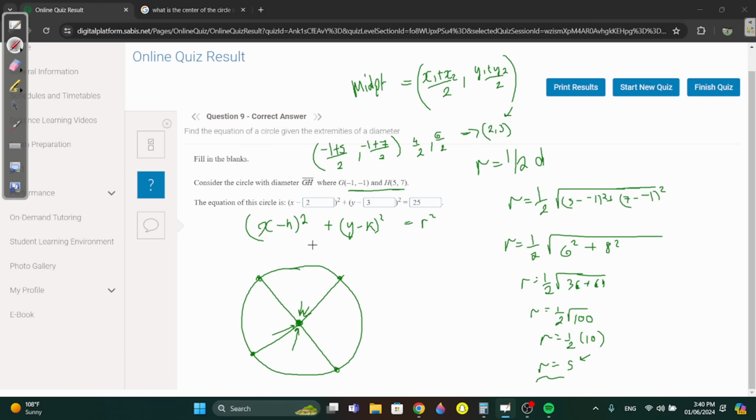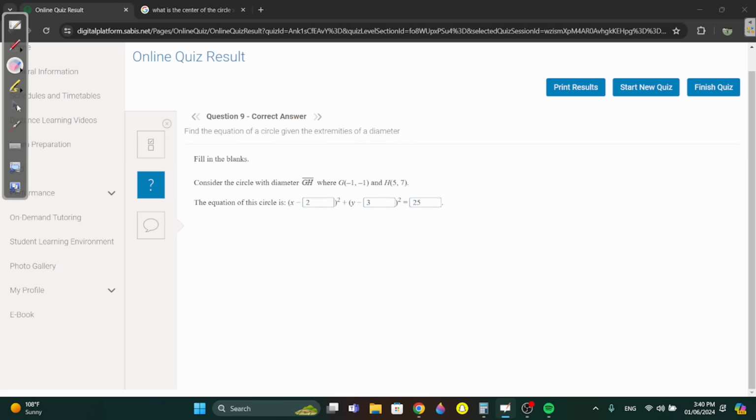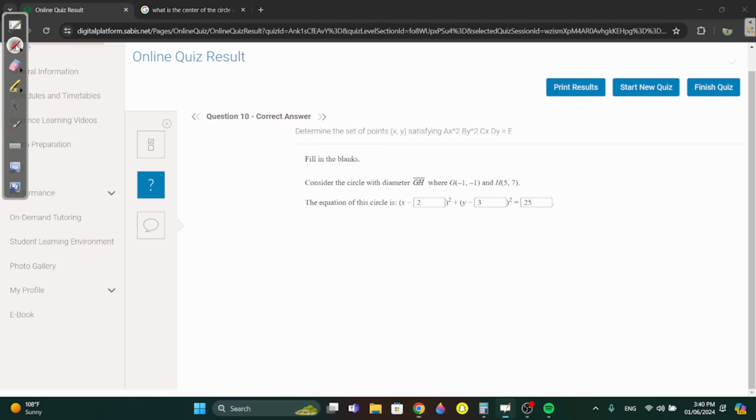Okay, can we apply it? Yes, we can. X minus, what is my center? It's 2, so 2 squared. Plus y minus, what's my other part of the center? 3. So 3 squared equals r squared. What's my r? It's 5. 5 squared, 25. So is that my answer? Yes, it is. Okay. Question 10.